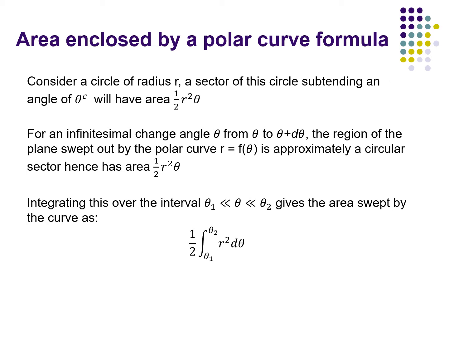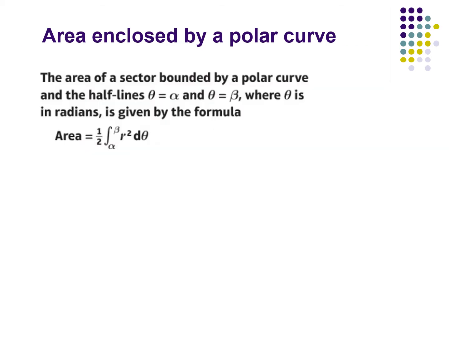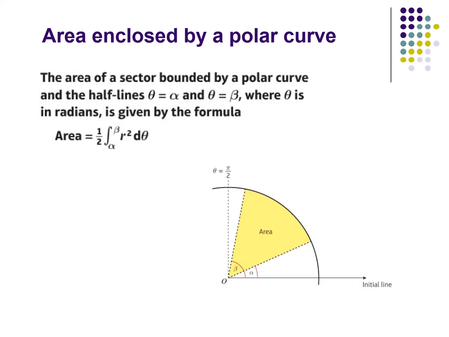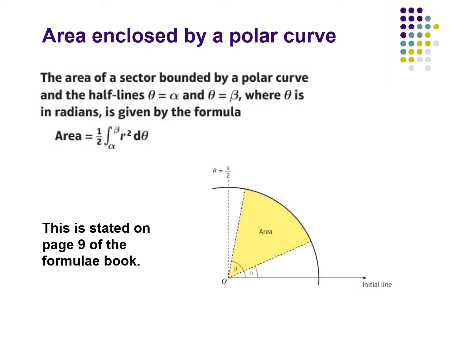So it's going to be half the integral between the limits of r squared d theta, where the curve is defined in polar form, r equals f of theta. Okay, so that's where the formula comes from. So what you're going to do now is write that down in your notes. This is what it looks like in the formula book. It is defined on page 9 of the formula book, so it's not something you need to learn, but you need to know where it is in the formula book.